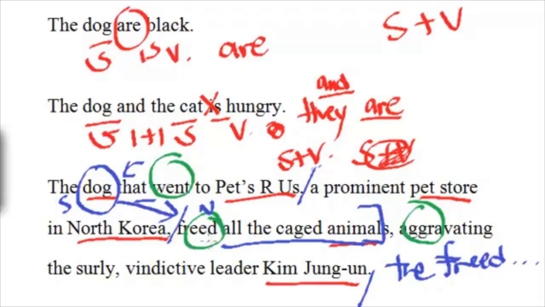So the main point is simply to look for the subject and then the verb, and then you could probably solve all questions. In this case, there is no error, right? There is no error because the dog freed. That's the main idea. I simply made the sentence longer because it could be a little bit more confusing.